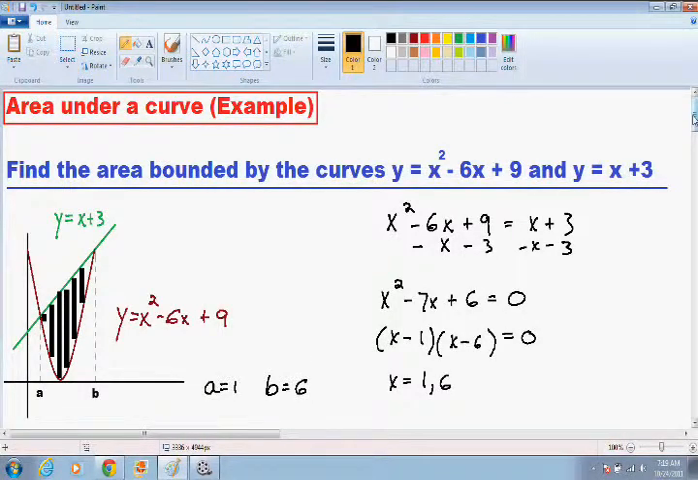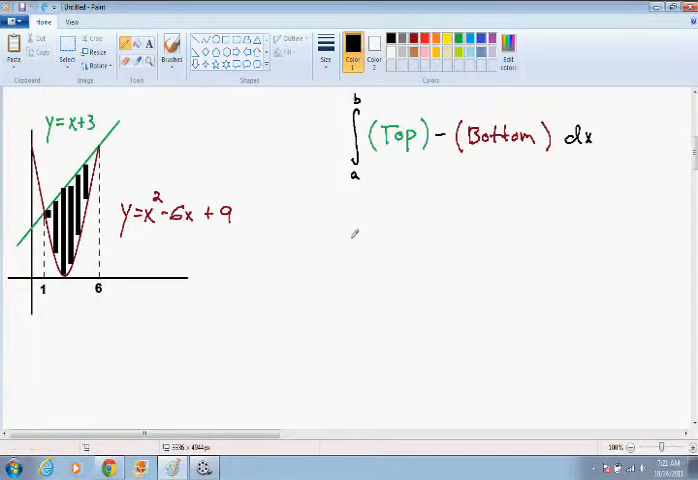So now we have all the information we need to find the area using our integral formula. Here in the top right part of the screen I have the integral formula to find the exact area, and that's the integral from a to b of the top function minus the bottom function dx. So let's plug everything in. Our a we know is 1. Our b we know is 6.